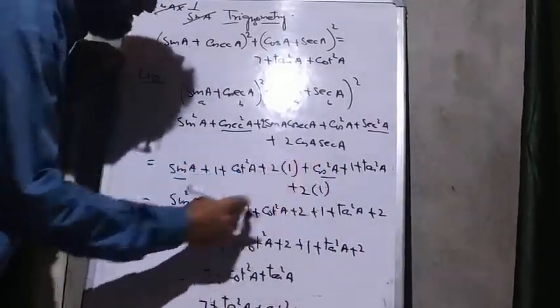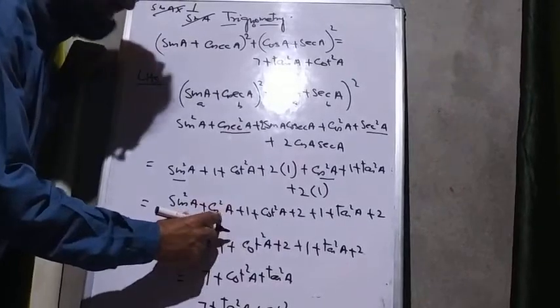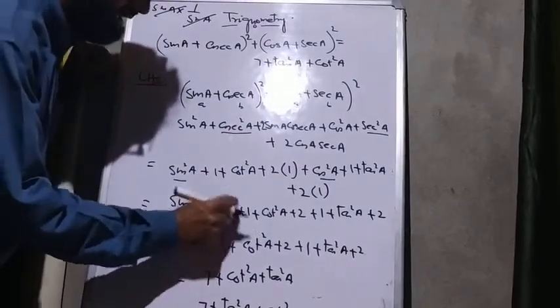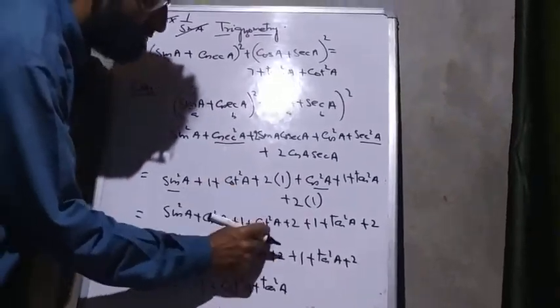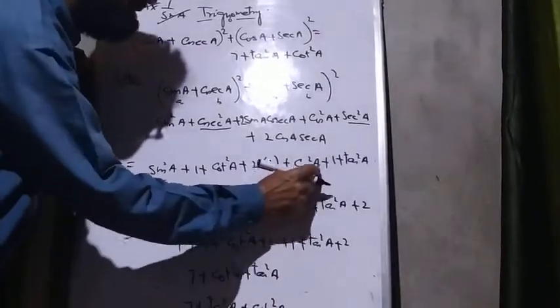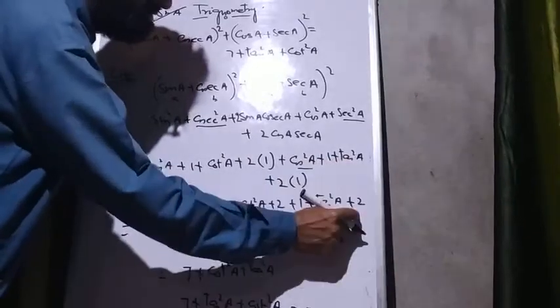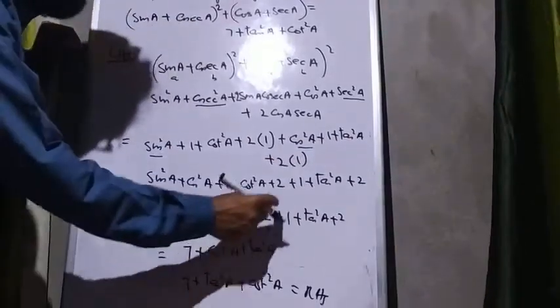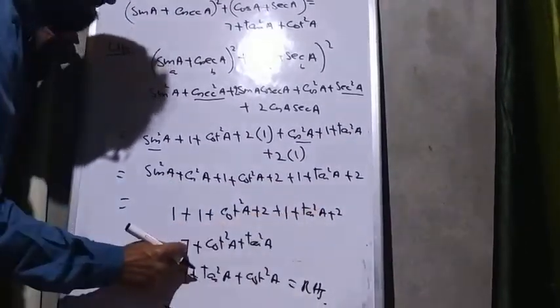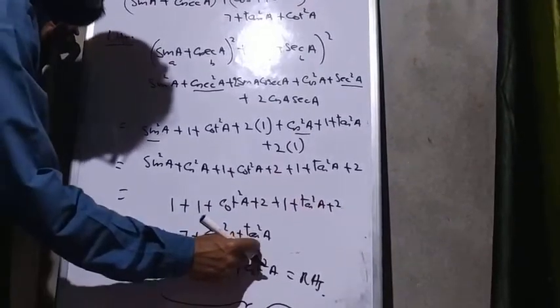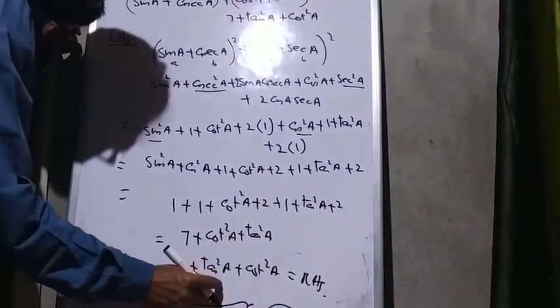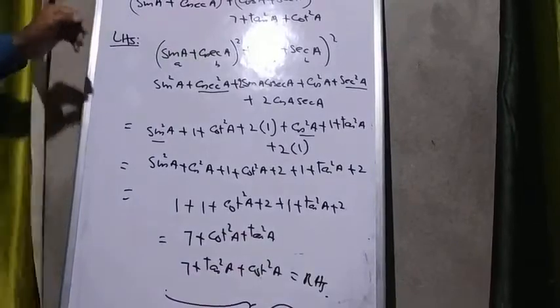This is sin squared A here, and here it is cos squared A. Sin squared A plus cos squared A, this we know is a fundamental identity, and this is equal to 1. Plus 1 plus cot squared A plus 2 ones are 2, plus cos squared A we have here, plus 1 again plus tan squared A plus 2 ones are 2. Now sum them up. This is 7 plus cot squared A plus tan squared A, or 7 plus tan squared A plus cot squared A. This was to be proved.